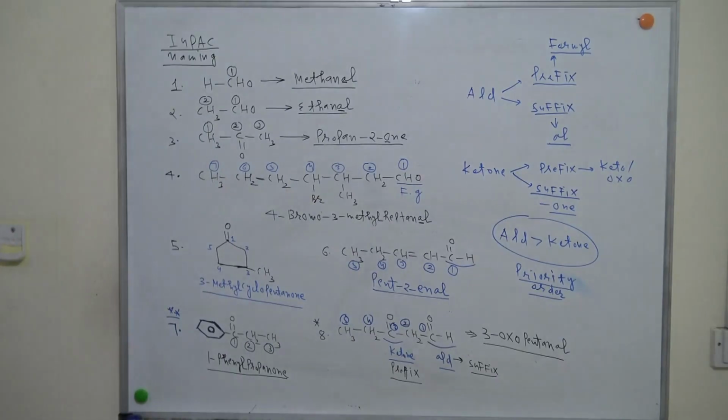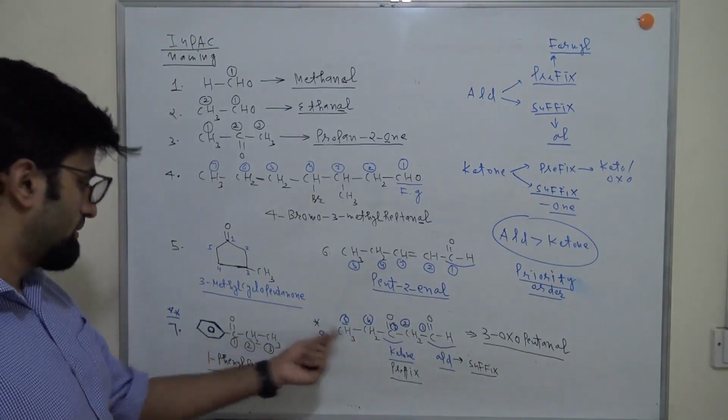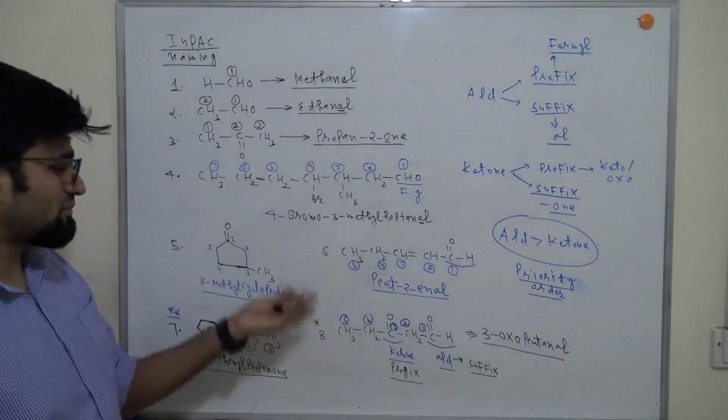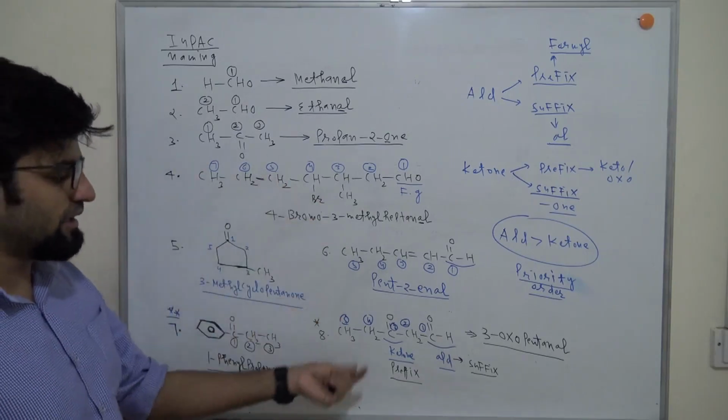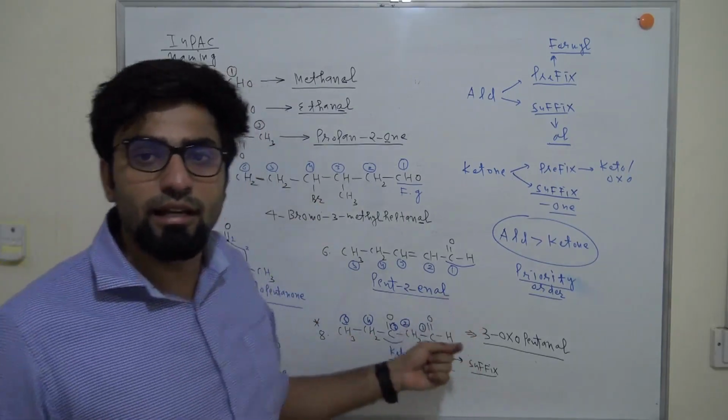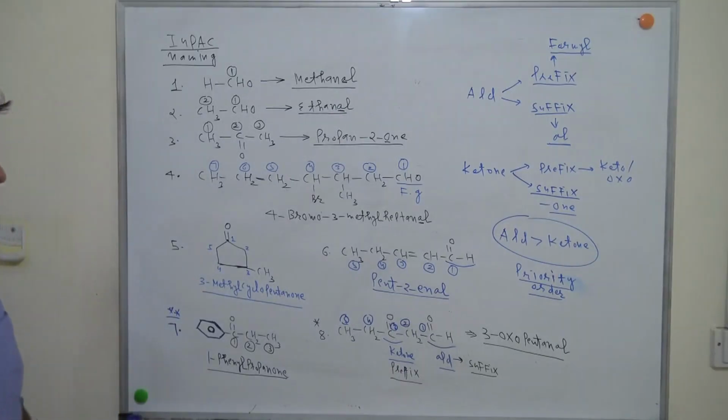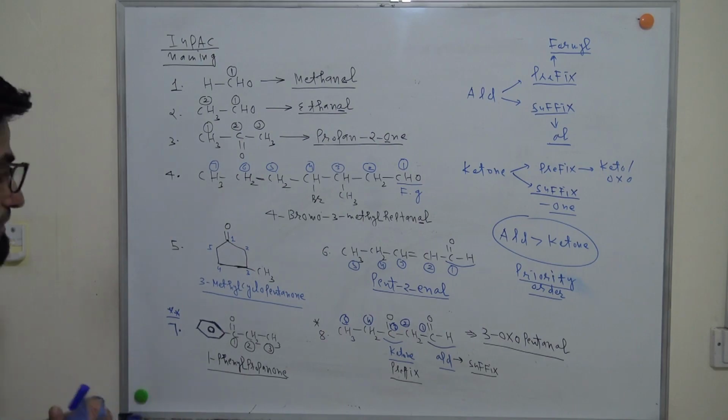Understood? Clear? Okay. So these two examples are important. These are very easy, and maximum students can give you the answer to this. But yes, if you do not have a little bit of idea about them, then they might trouble you. Okay. So this is your IUPAC naming. I have a few more examples. We are going to discuss those examples also. Okay. So what are those examples? Let's discuss.